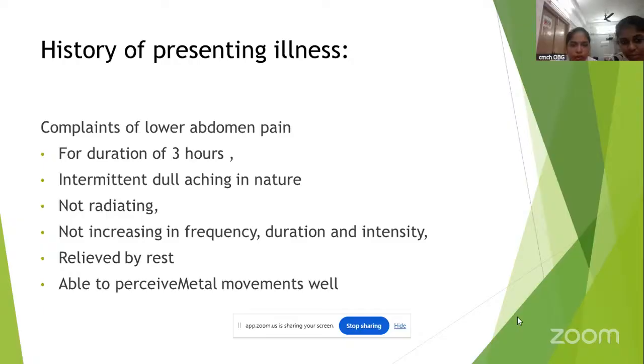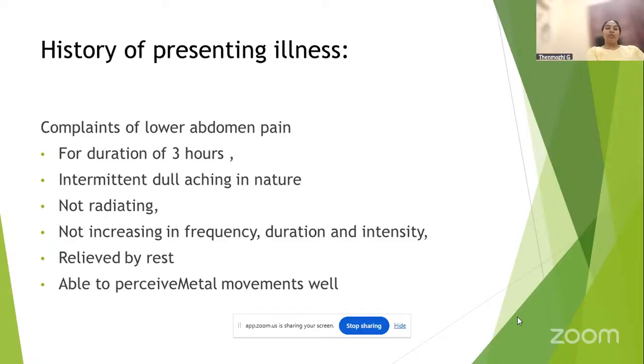It is false labor pain, ma'am. How do you say it is false labor pain? How do you differentiate between a true and a false labor pain? And what is the gestation age? 39 plus 4 days, ma'am. Okay, we will come to that later.